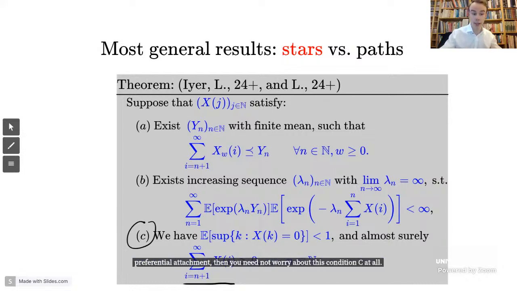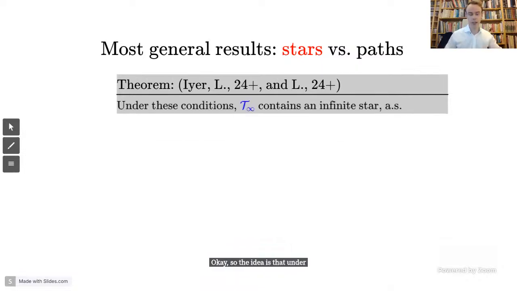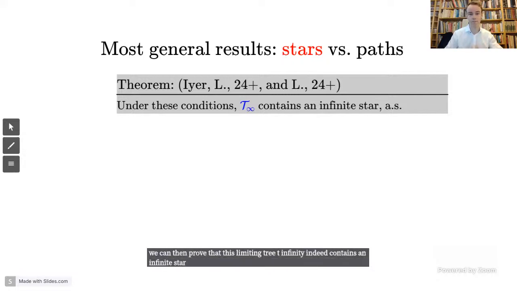Okay, so the idea is that under all these conditions, we can then prove that this limiting tree T infinity indeed contains an infinite star almost surely.